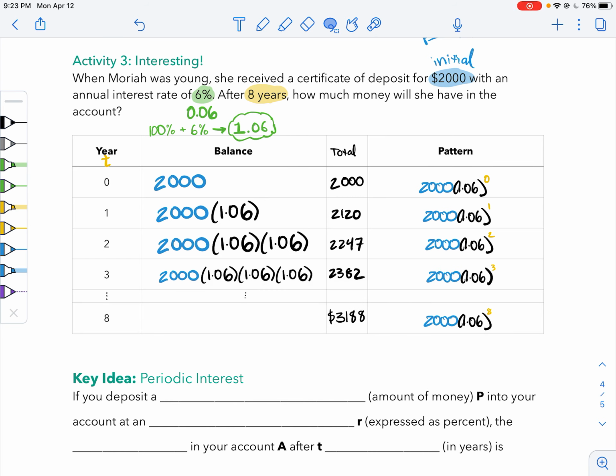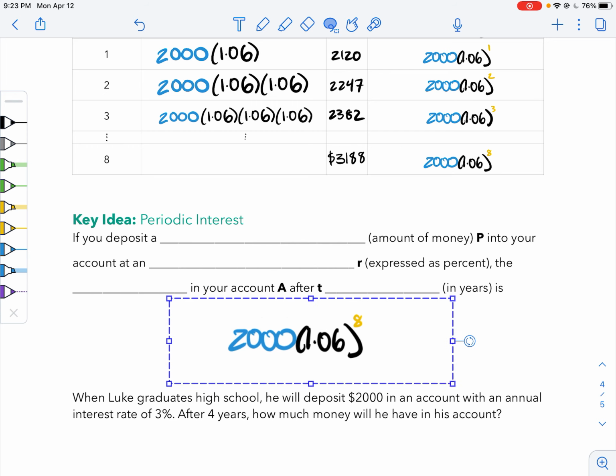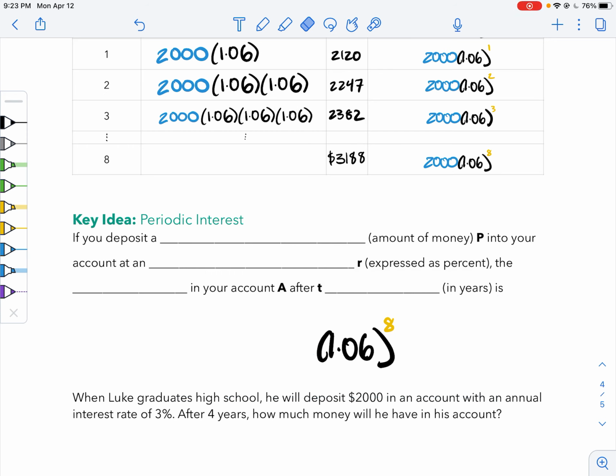Cool, great. Hey, look, this pattern, that's basically what we're going to use. Except, what was 2,000? 2,000 was our principal. So if you deposit, first spell it right, principal, that's the amount of money that you put in, P, into your account at a rate of R, so it's actually 1 plus whatever your rate is. Just remember to express it as a decimal in here.